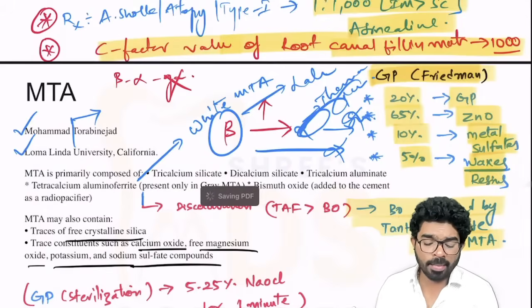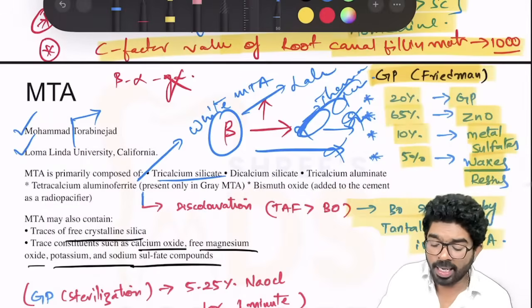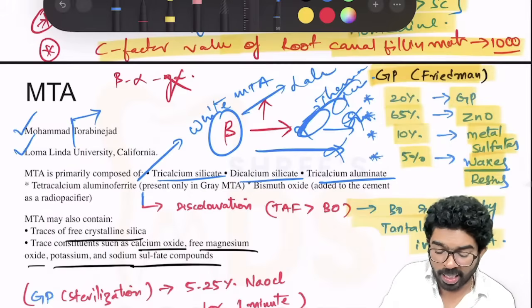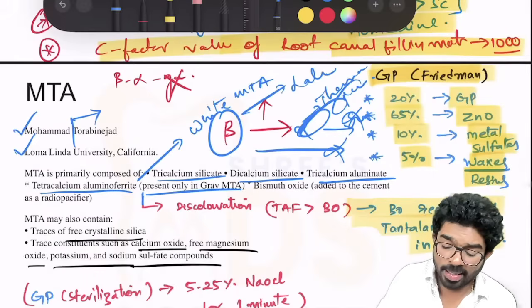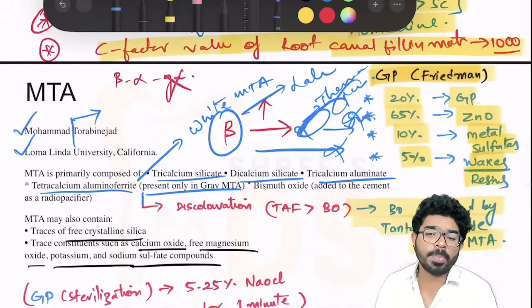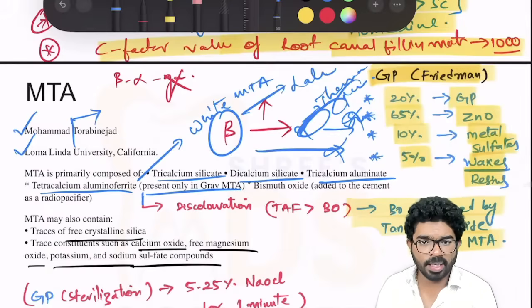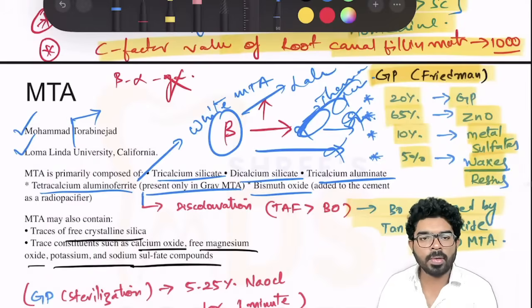So MTA is primarily composed of tricalcium silicate, dicalcium silicate, tetracalcium aluminate, and tetracalcium aluminoferrate, which is present in gray MTA, and this is absent in white MTA because that is the primary agent which is responsible for the occurrence of discoloration. Apart from this, I am going to add an oxide, bismuth oxide, which is going to provide me a radio opacifier.